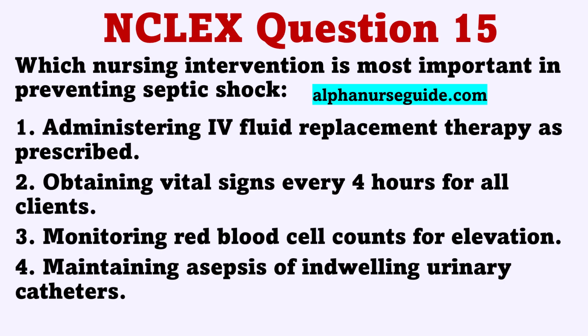The correct answer is 4. Maintaining asepsis of indwelling urinary catheters is essential to prevent infection. Preventing septic shock is a major focus of nursing care because the mortality rate for septic shock is as high as 90% in some populations. Very young and elderly clients, those younger than age 2 or older than age 65, are at increased risk for septic shock. Administering IV fluid replacement therapy, obtaining vital signs every 4 hours on all clients, and monitoring red blood cell counts for elevation do not pertain to septic shock prevention.